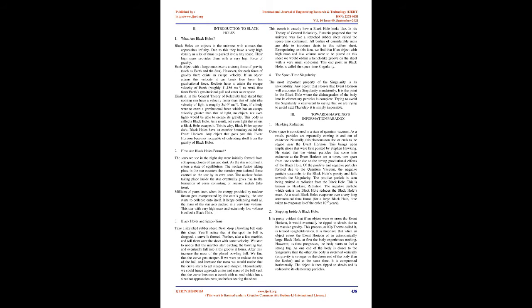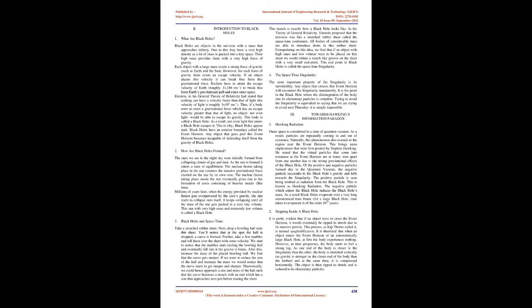forms. After this, increase the mass of the placed bowling ball. We find that the curve gets steeper. If we were to reduce the size of the ball and increase the mass, we would notice that the curve starts to get steeper and sharper. Theoretically, we could hence approach a size and mass of the ball such that the curve becomes a trench with an end which has a size that approaches zero just before tearing the sheet. This trench is exactly how a black hole looks like.